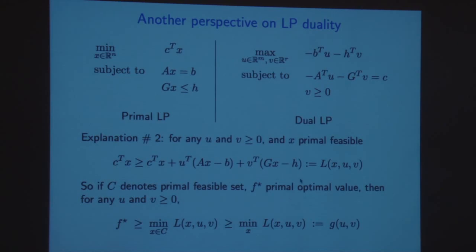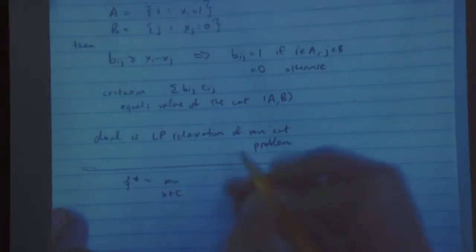This is kind of the key step in forming the Lagrangian. In fact, we call this quantity on the right-hand side the Lagrangian. It's a function of x, our primal variable, and our dual variables u and v. And it always lower bounds the criterion function as long as x is feasible and u and v are feasible, which means that v must be bigger than or equal to 0. So Lagrange duality proceeds by saying that if C denotes the primal feasible set, the set of all x that satisfies these linear constraints, then the primal optimal value, f star, is equal to the minimum over all x in C of f of x.